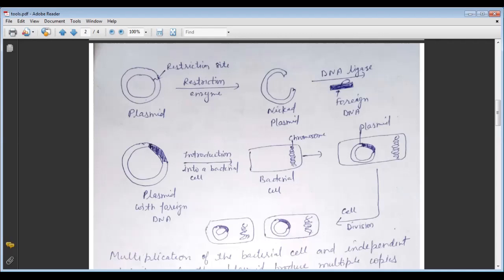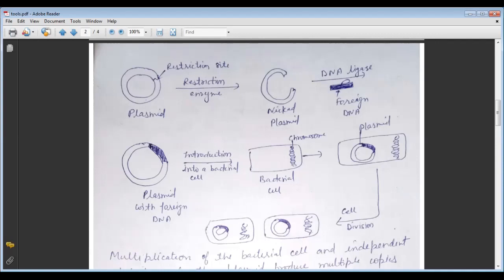Now the introduction into the bacterial cell. Now this plasmid has to go inside the bacterial cell. So what does the bacterial cell have? There is the chromosome of the bacterial cell, and now the plasmid with foreign DNA also enters into the bacterial cell. So here is the plasmid, and there is another, the chromosome. So now cell division takes place here. So here the replication and the division happen at the same time.